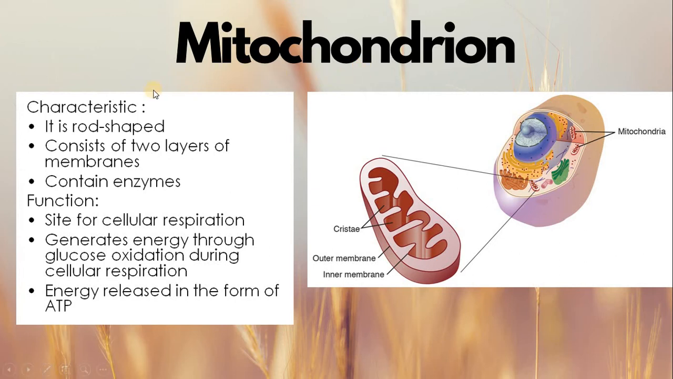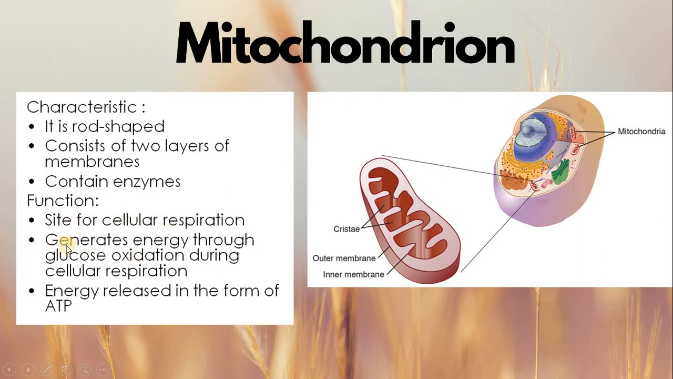Okay. Here we go to the characteristics. It is rod shaped, consists of two layers of membrane, outer and inner membrane, and contain enzymes for cellular respiration. Function as a site for cellular respiration. And the other function, generate energy. Right? You can just write generate energy.